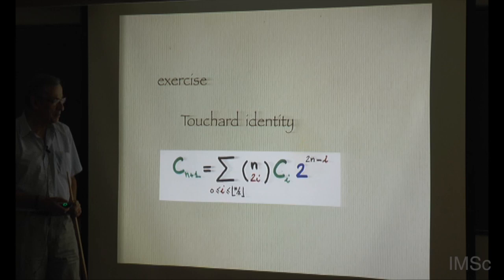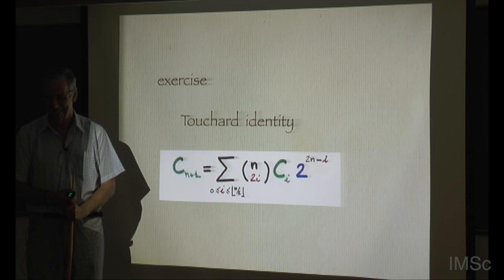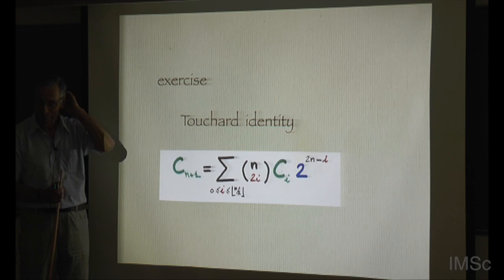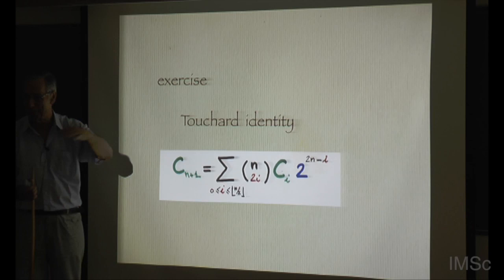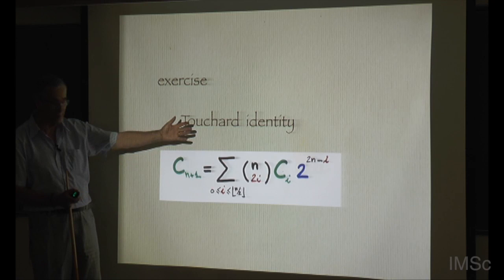Allez, exercise: prove the Touchard identity. You have to use Dick paths, two Kolmogorov paths, and the bijection between two Kolmogorov paths and Dick paths, and you should be able to prove this identity. It's a beautiful identity which relates a Catalan number to a sum.